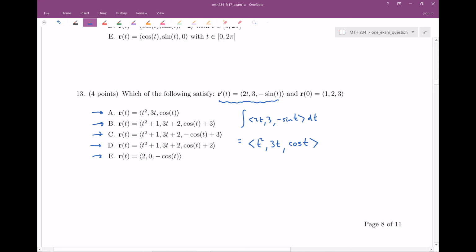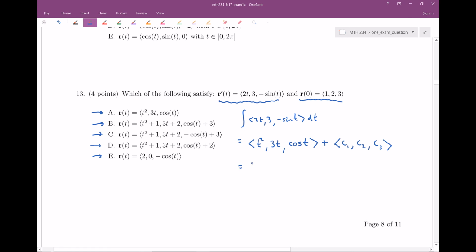But we know when we integrate, we get a constant of integration. And the big thing here in Calc 3, because we're doing vector integration, is that it's a constant vector. So it has components, maybe like a C1, a C2, and a C3. So this is a constant vector, and that C1, C2, C3 is going to help me guarantee that when I plug in 0, I should get out the vector 1, 2, 3. So let's go ahead and check.